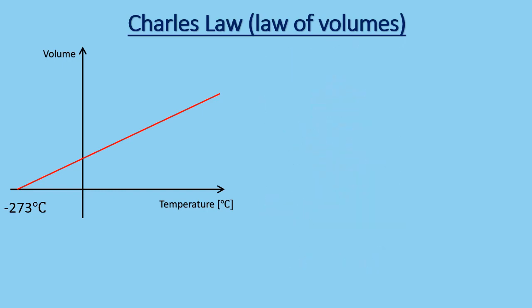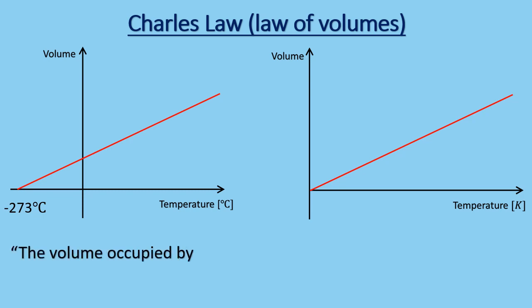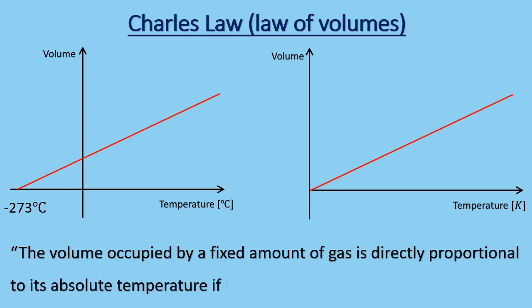In mathematics, we call this relationship a linear relationship because we can represent it graphically as a straight line. However, when we plot the gas volume against the temperature in Kelvin, the relation becomes a special type of linear relation that we call directly proportional, as the line passes through the point of origin. The Charles's law statement can now be written as follows: the volume occupied by a fixed amount of gas is directly proportional to its absolute temperature if the pressure remains constant.